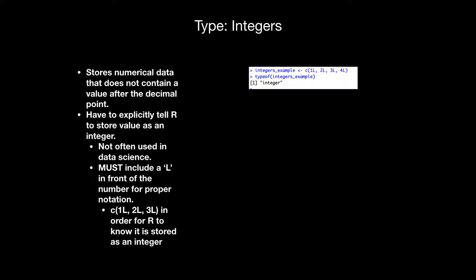Moving on to integers. So this is going to store numerical data that does not contain a value after a decimal point. This is very important to know if you are coming from a different programming language. This is somewhat of a different notation than you're used to. That L is what tells R that this is going to be an integer and not a double. So you do have to explicitly tell it to store it as an integer. In this class, you're probably not going to end up using integers very often, at least not explicitly stating them in programs, but they do come up.